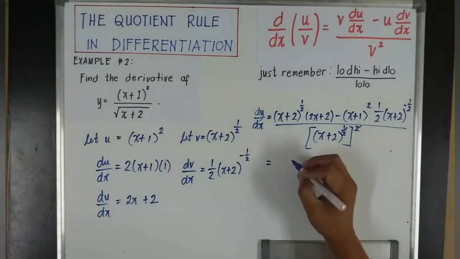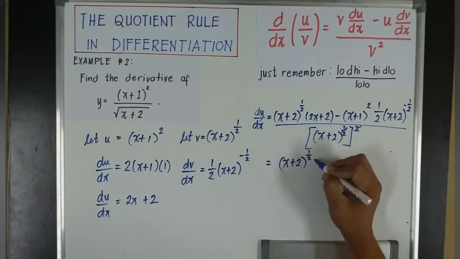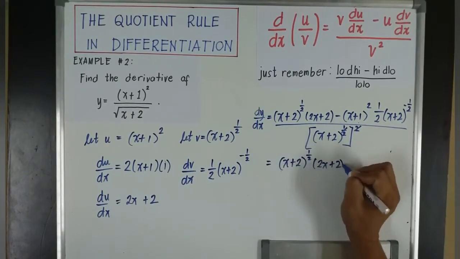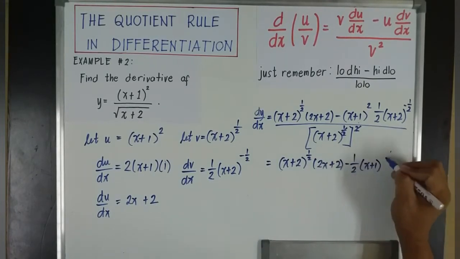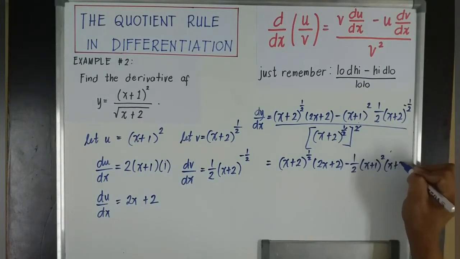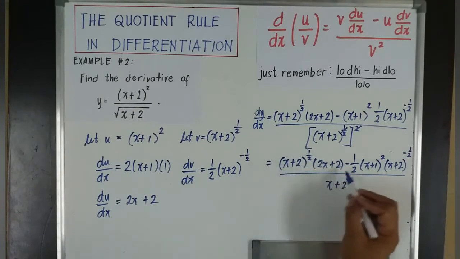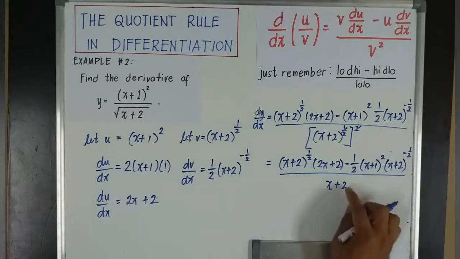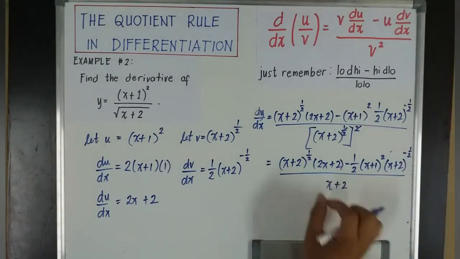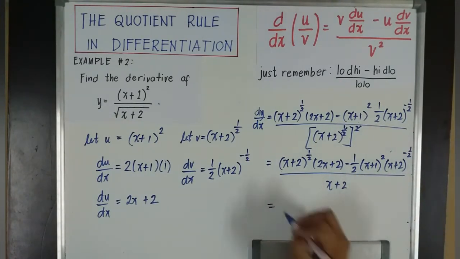Okay? So I'll have now x plus 2 to the power of 1 over 2 times 2x plus 2 minus 1 over 2 times x plus 1 to the power of 2 times x plus 2 to the power of negative 1/2, over x plus 2. Remember, this is one term, this is another term, and both of them have x plus 2 and x plus 2. So I can divide x plus 2 to this term, and I can also divide x plus 2 to this term. Okay? So, how will I divide?